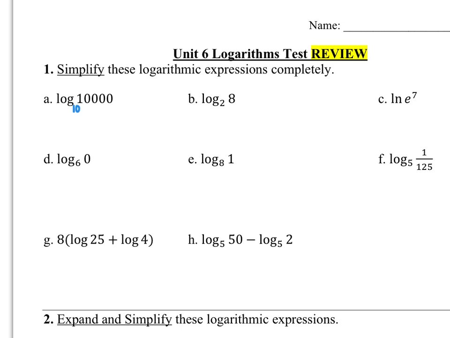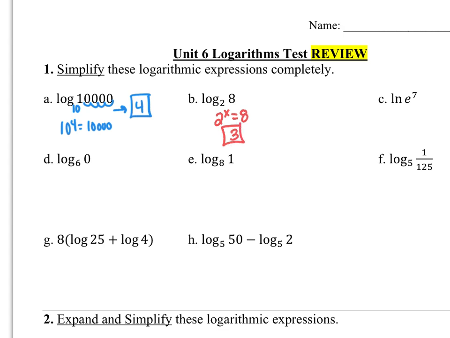So 10, we can look at the zeros. When we have 1, 2, 3, 4 zeros, that means 10 to the fourth equals 10,000. So the simplest form of this log is 4, because the answer to a log is always the exponent. Okay, number 2, 2 to what power equals 8? We know that x equals 3, so this log simplifies to 3.